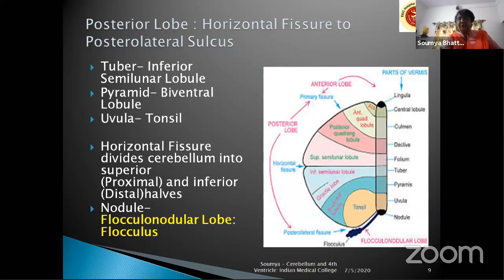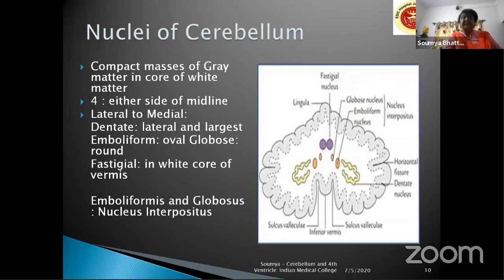Why did I go slow here? This diagram is a mandatory one to practice, because this is quite often asked, not only theoretically, but also in practical and oral. And you can get multiple MCQs. You can make your own MCQs, and you can get multiple MCQs related to hemisphere and the vermis.